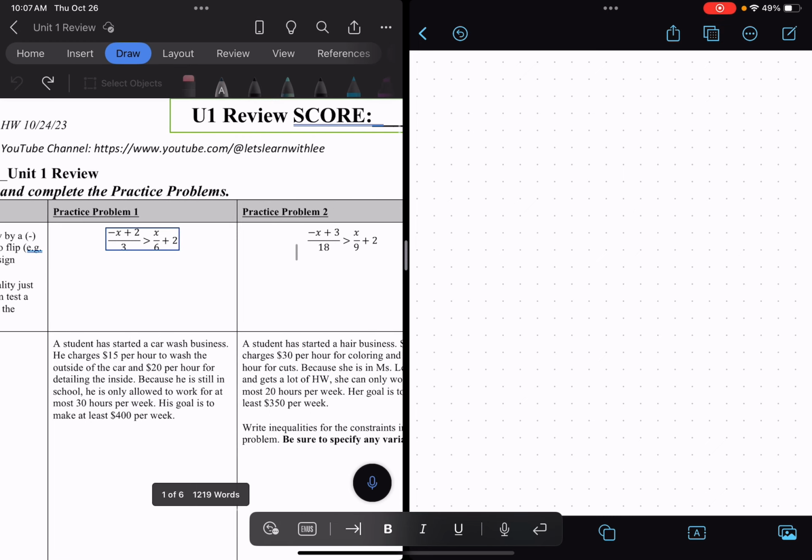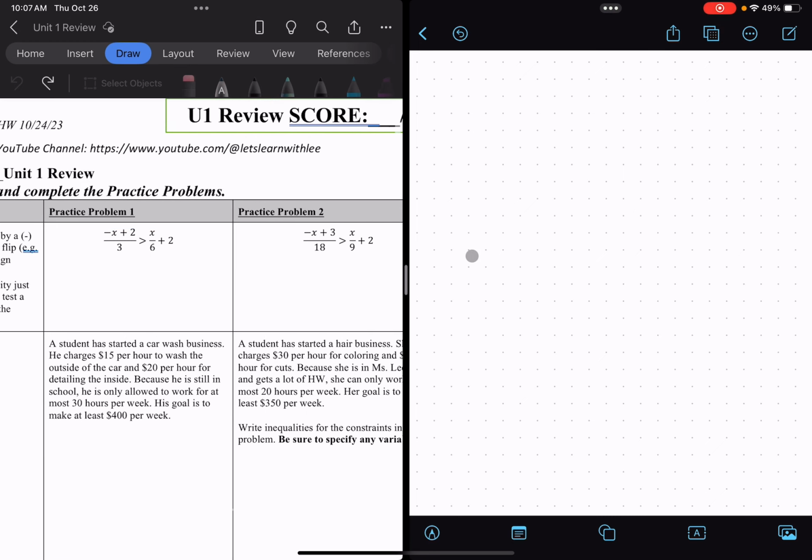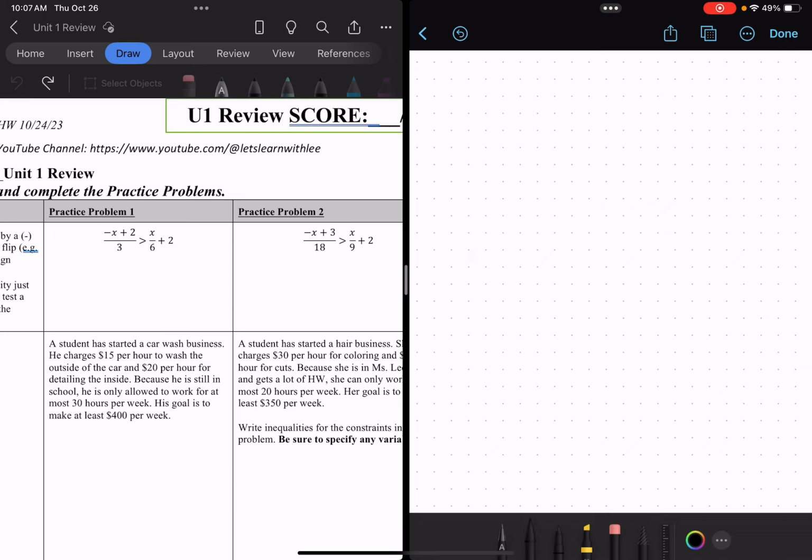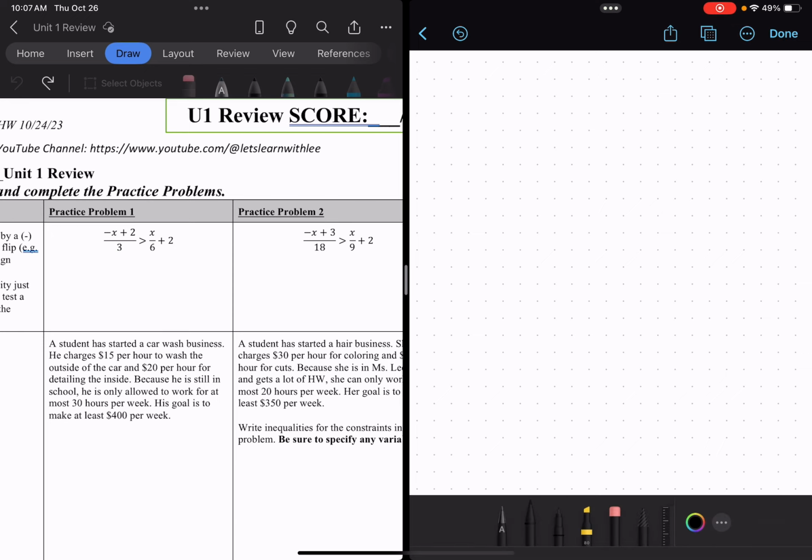Now, for whatever reason, Word is being kind of weird right now, so I'm going to be going over the practice problems on the right side in this space. I do recommend that if you need more space, you use a piece of scratch paper, because showing your work for these will be critically important. All right, so for this first one, we have a denominator, which is not ideal.